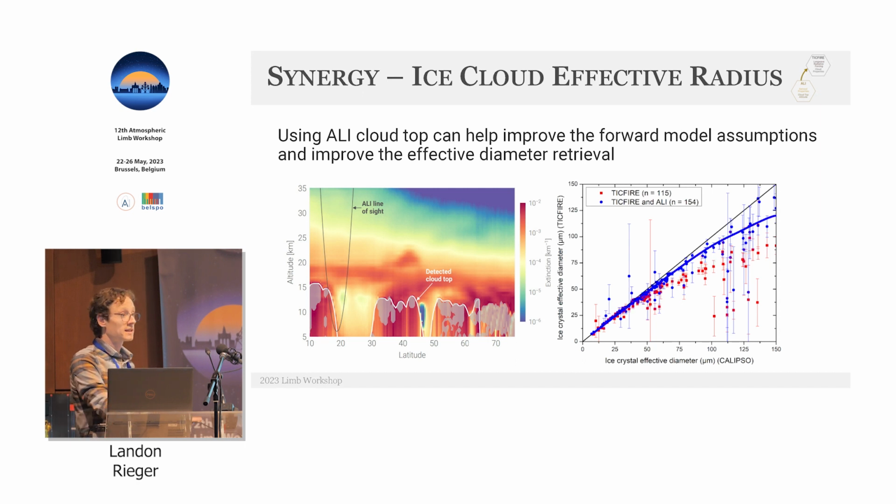And so then if we put that cloud top into the TICFIRE retrieval, we do a better job of the radiative transfer, and then we get this blue curve here. So we've reduced the effective radius particle size bias by about a factor of 2 by doing a better job on the cloud top altitudes.